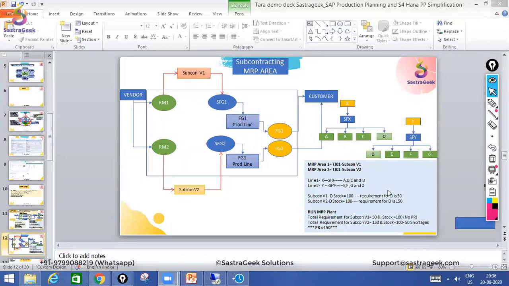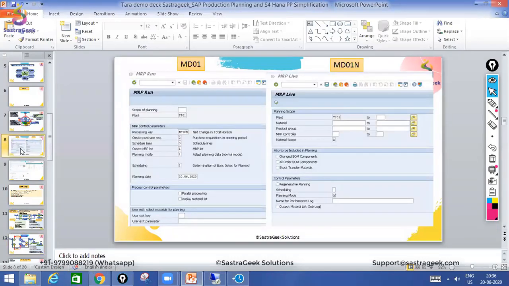See, I'll go one screen back, and I just want to show you here. When we are running an MRP, let's say this is the MRP transaction, we are not selecting any MRP area here. We are just selecting plant. Within that plant, whatever MRP areas you have created will get automatically considered.